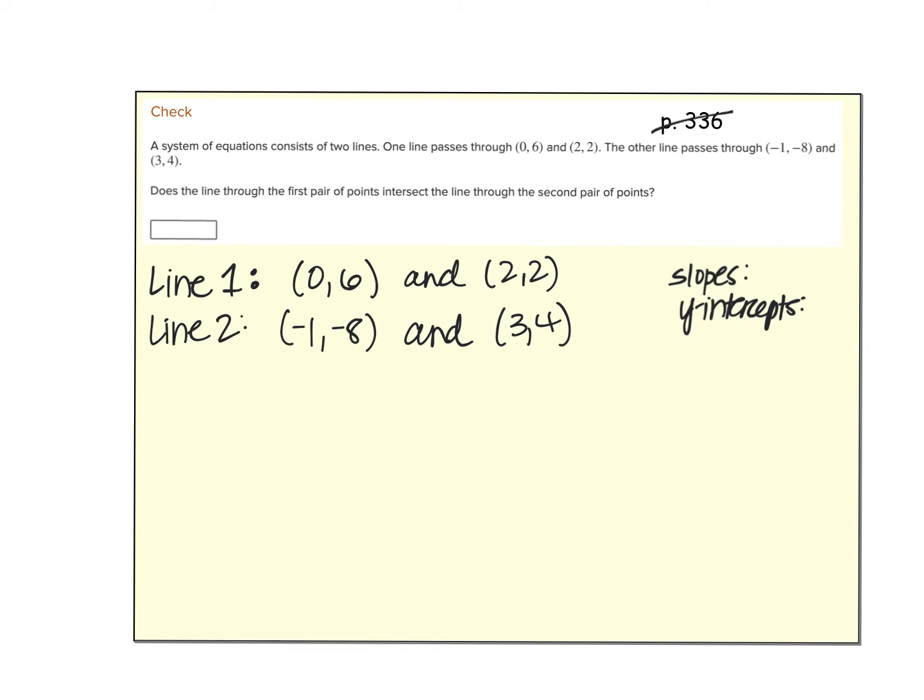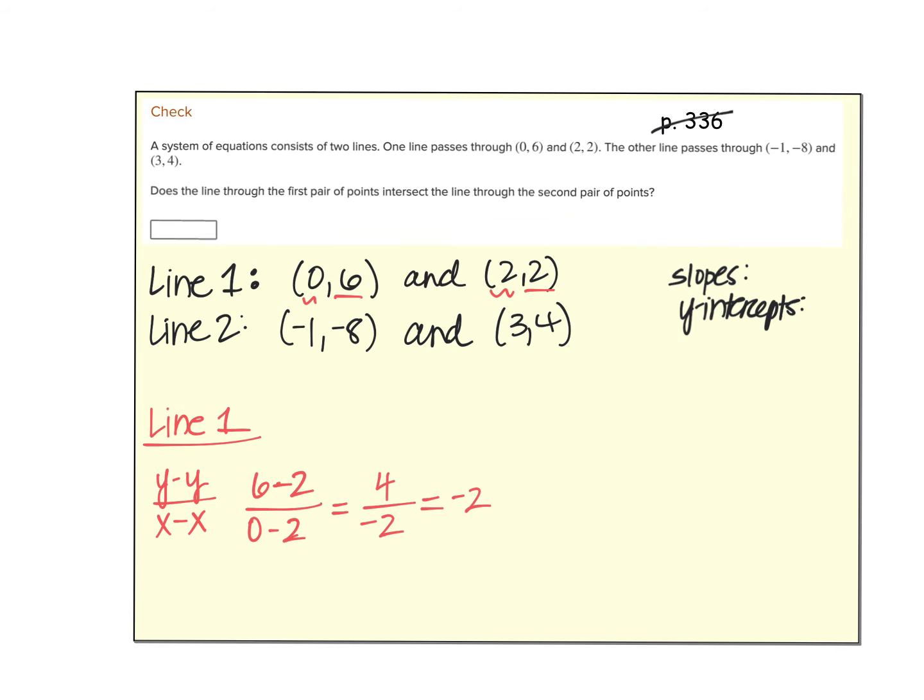So I'm going to start with line 1. I would just write line 1. We're going to start by doing that work. To find the slope, remember you can do y minus y over x minus x. I'm going to take my y coordinates, 6 and 2, and subtract those, and then my x coordinates, 0 and 2, and subtract those. So 6 minus 2, I end up with 4. 0 minus 2 is -2. If I divide that out, I end up with -2.